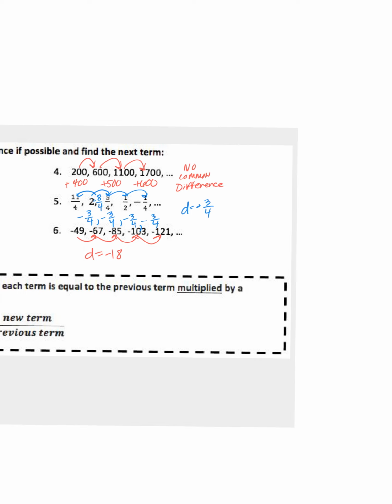Alright, for example 4, well, there is no common difference, so I can't list it. For example 5, my next number is going to be -1. And then for example 6, my next number is going to be a -139. Those are the next following possible terms.